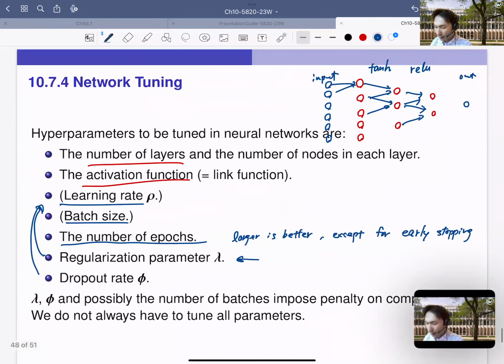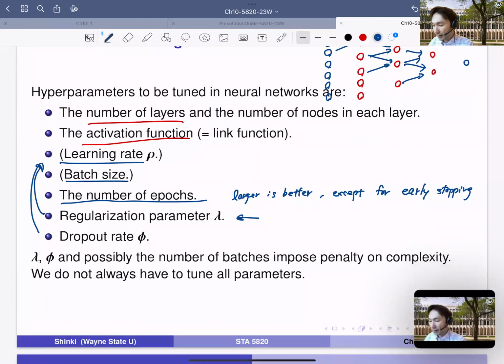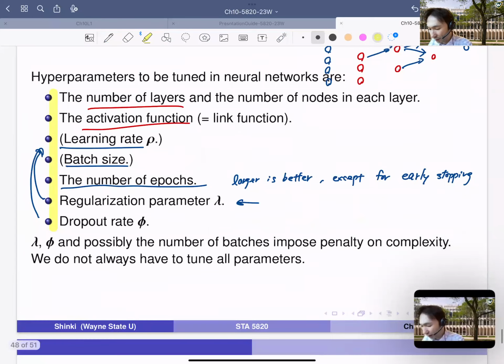So this is basically everything about the algorithm discussed in this section. So we can choose these parameters to get better forecasting performance.